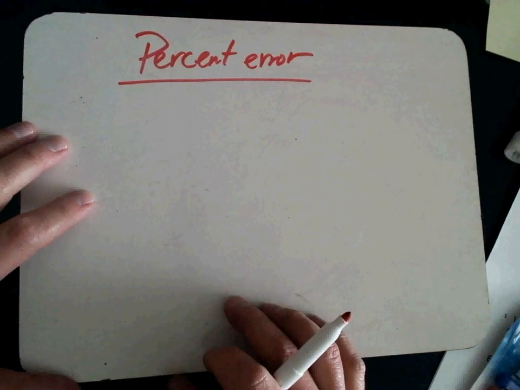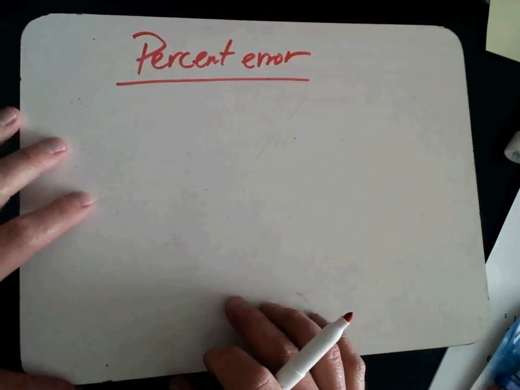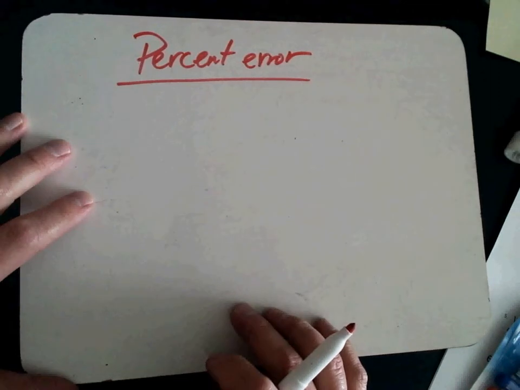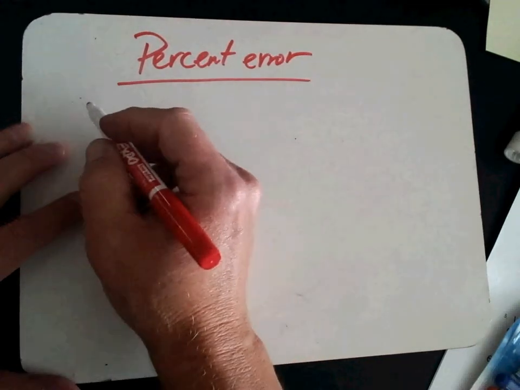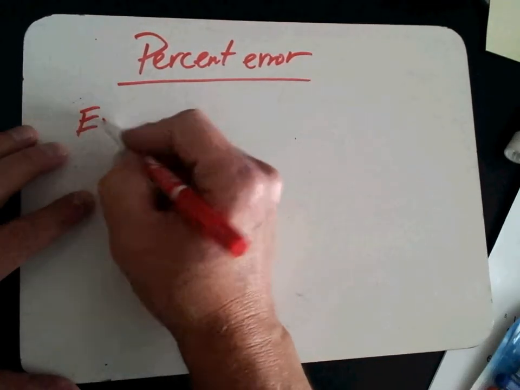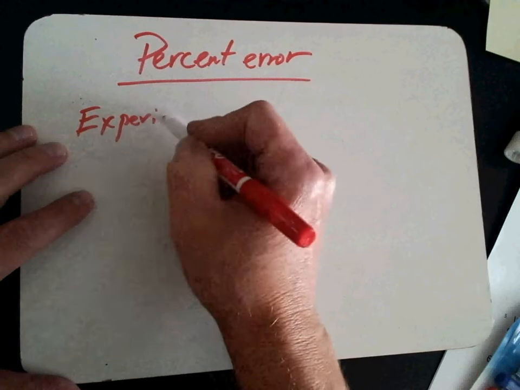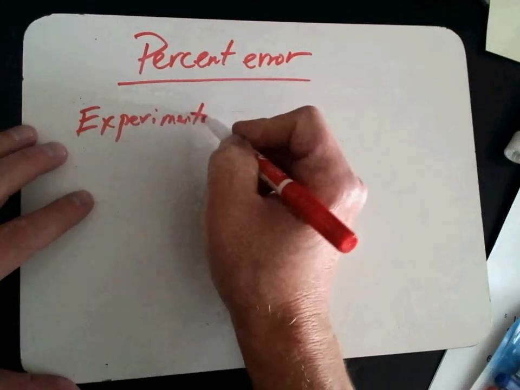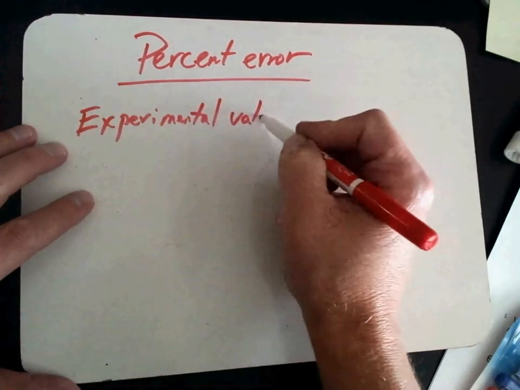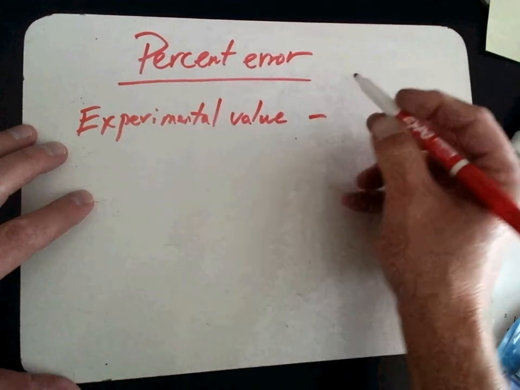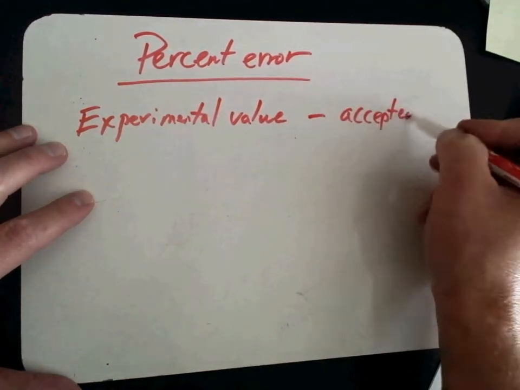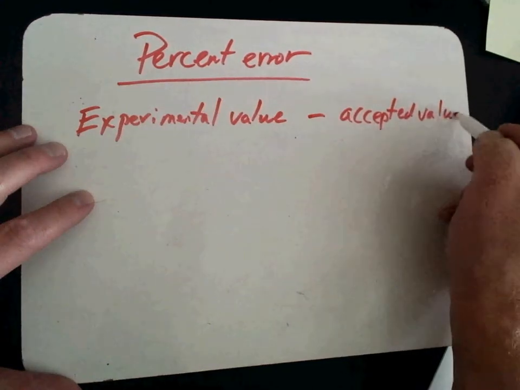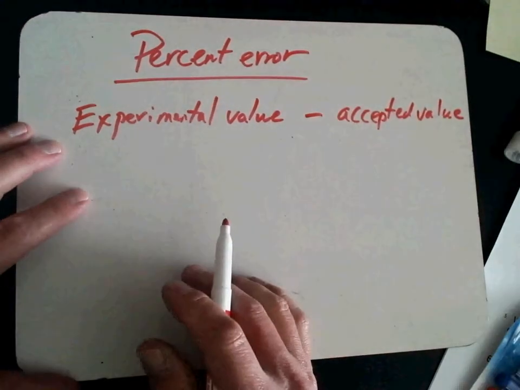Okay guys, now it's time to calculate percent error with your density lab. Percent error has a certain formula, and this is on the back of the page of instructions that I gave you. You're going to take your experimental value minus the accepted value, and that equals your error.